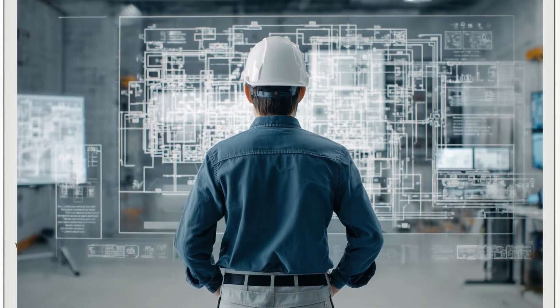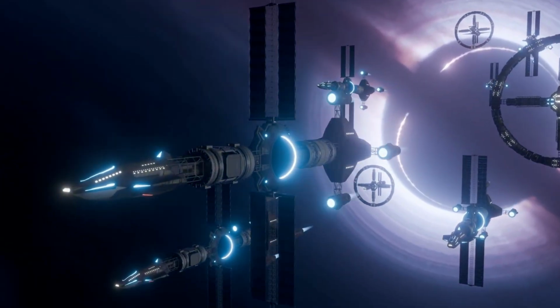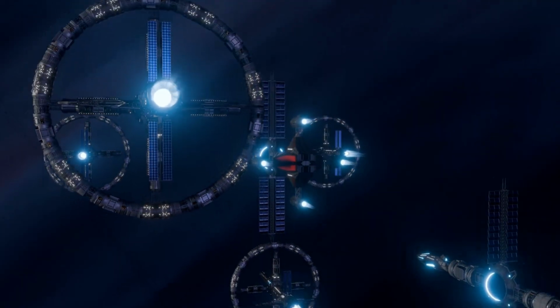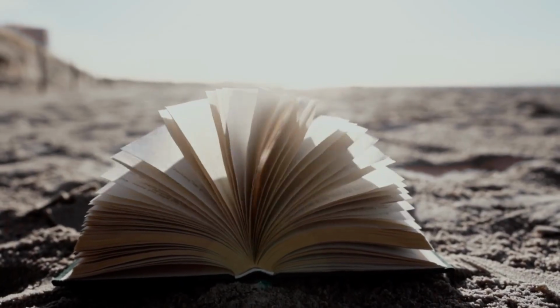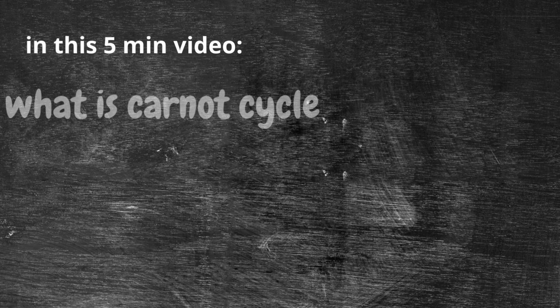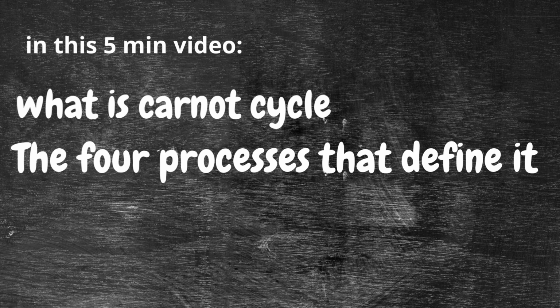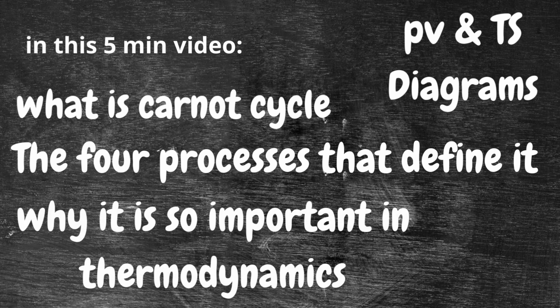The Carnot cycle represents an ideal heat engine that operates with the maximum possible efficiency between two thermal reservoirs. Although it cannot be perfectly realized in practice, it provides a fundamental benchmark for all real heat engines. In this video, we will explain what the Carnot cycle is, the four processes that define it on PV and TS diagrams, and why it is so important in thermodynamics.